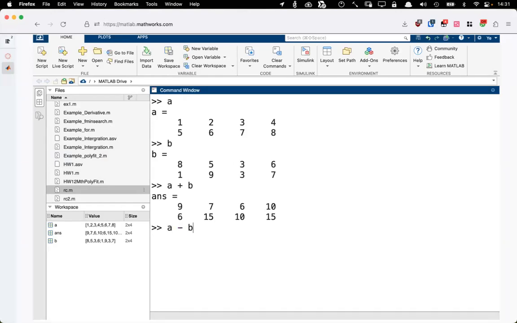For checking, A minus B. 1 minus 8 is minus 7, 2 minus 5 is minus 3, 3 minus 3 is 0, 4 minus 6 is minus 2, 5 minus 1 is 4, 6 minus 9 is minus 3, 7 minus 3 is 4, 8 minus 7 is 1. So this is addition and subtraction.